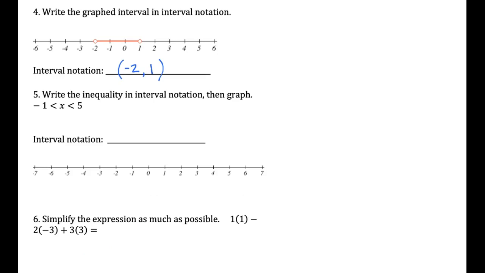Okay, this next one, number 5, is wanting you to go from the old or traditional notation of less than or equal to, greater than or equal to, to interval notation. So -1 is less than x is less than 5 means that x is between -1 and 5, but it does not include -1 and 5. So the way we write that in interval notation is -1 with a rounded parenthesis up to 5, and it does not include either one. If it included it, it would say less than or equal to, and it doesn't.